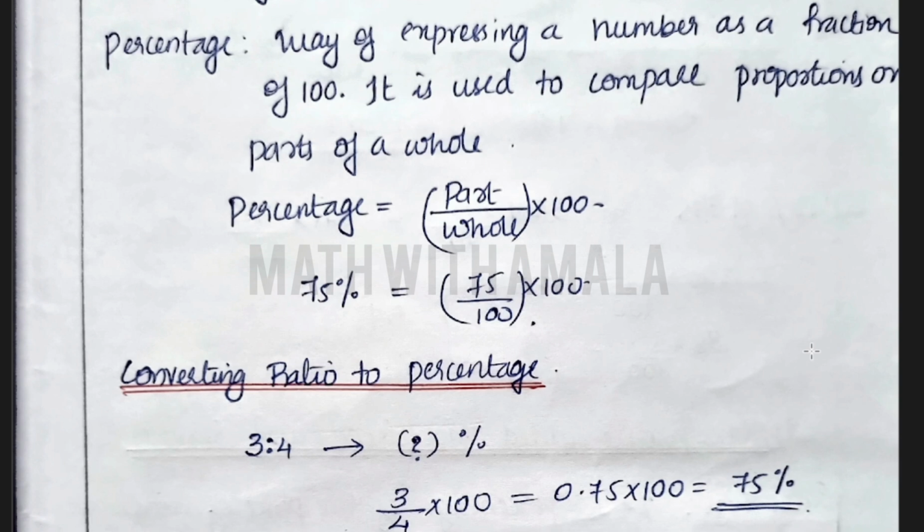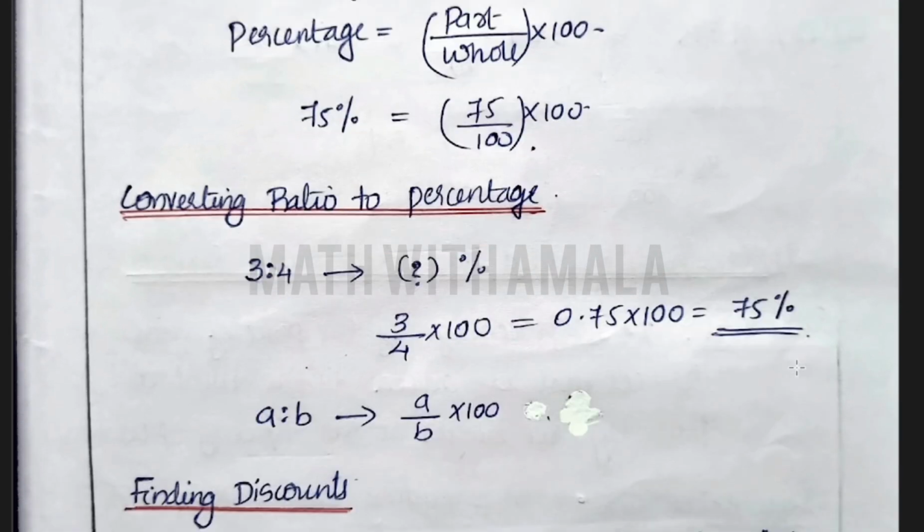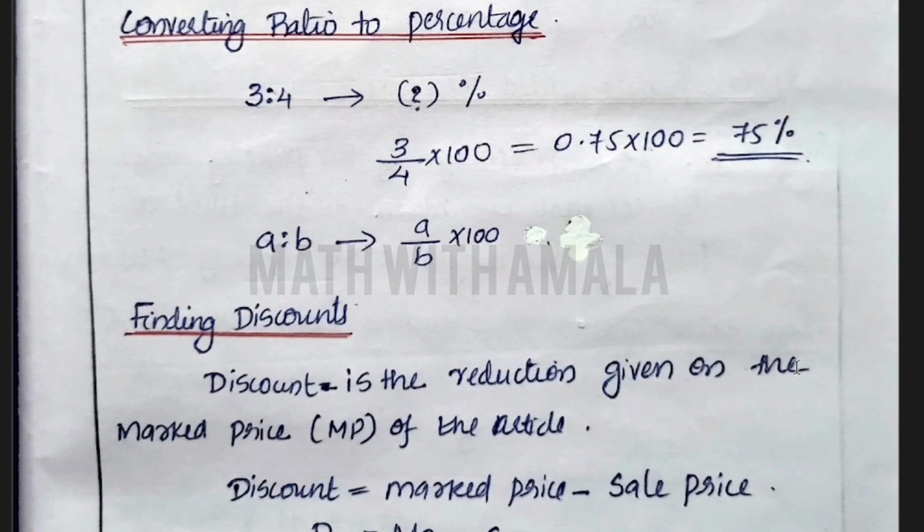Converting ratio to percentage. Let's take the ratio 3 is to 4 and we have to convert it towards the percentage. 3 by 4 into 100 can be done. 3 by 4 is the A by B format of A is to B. Then 0.75 into 100, that is 75 percentage. Now in general, we can say that A is to B is equal to A by B into 100 when we convert it to the percentage.